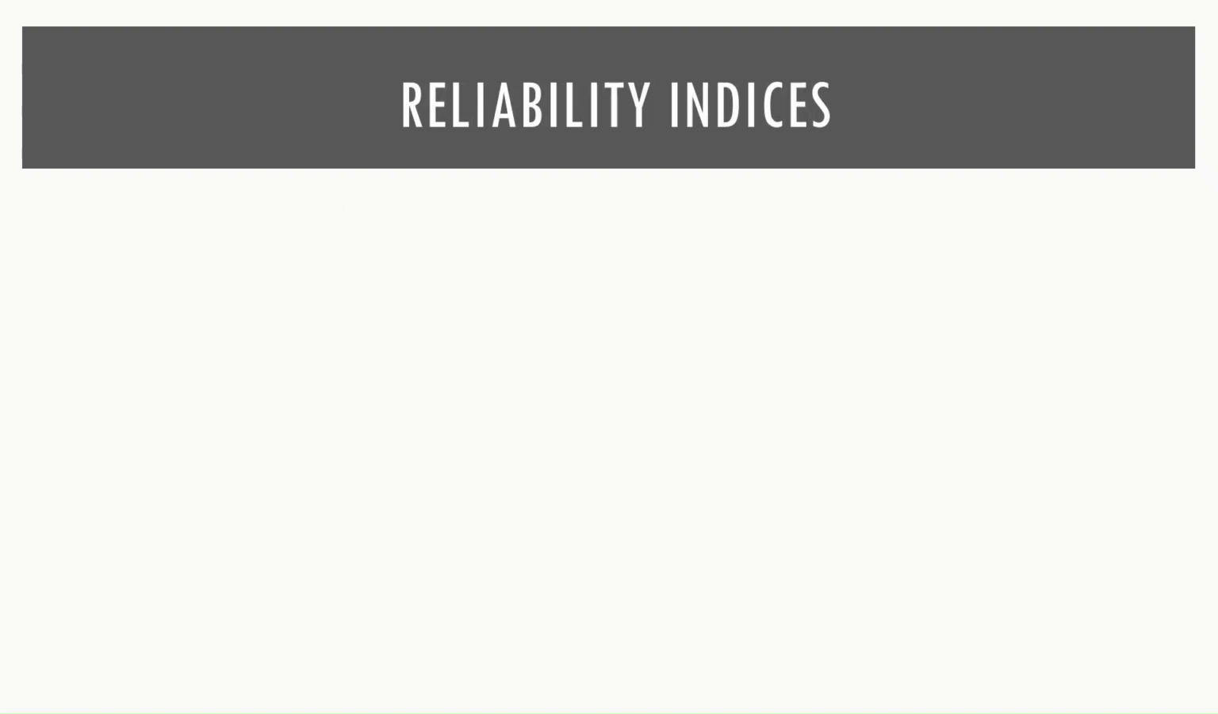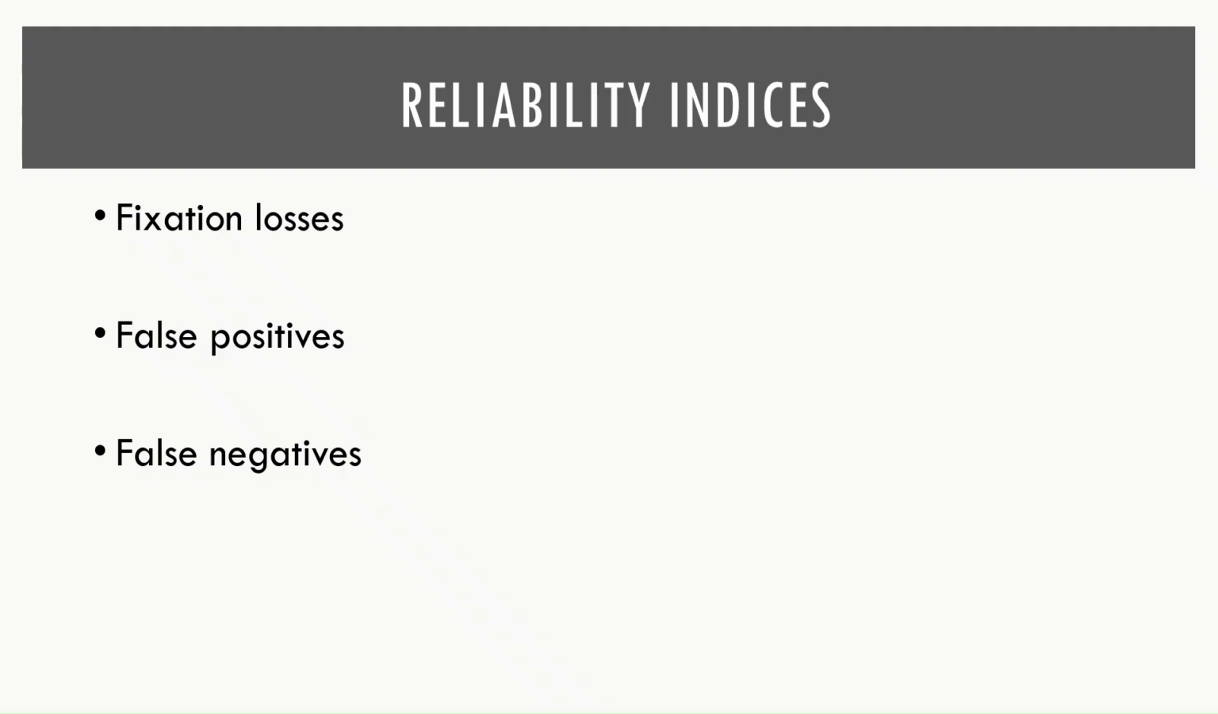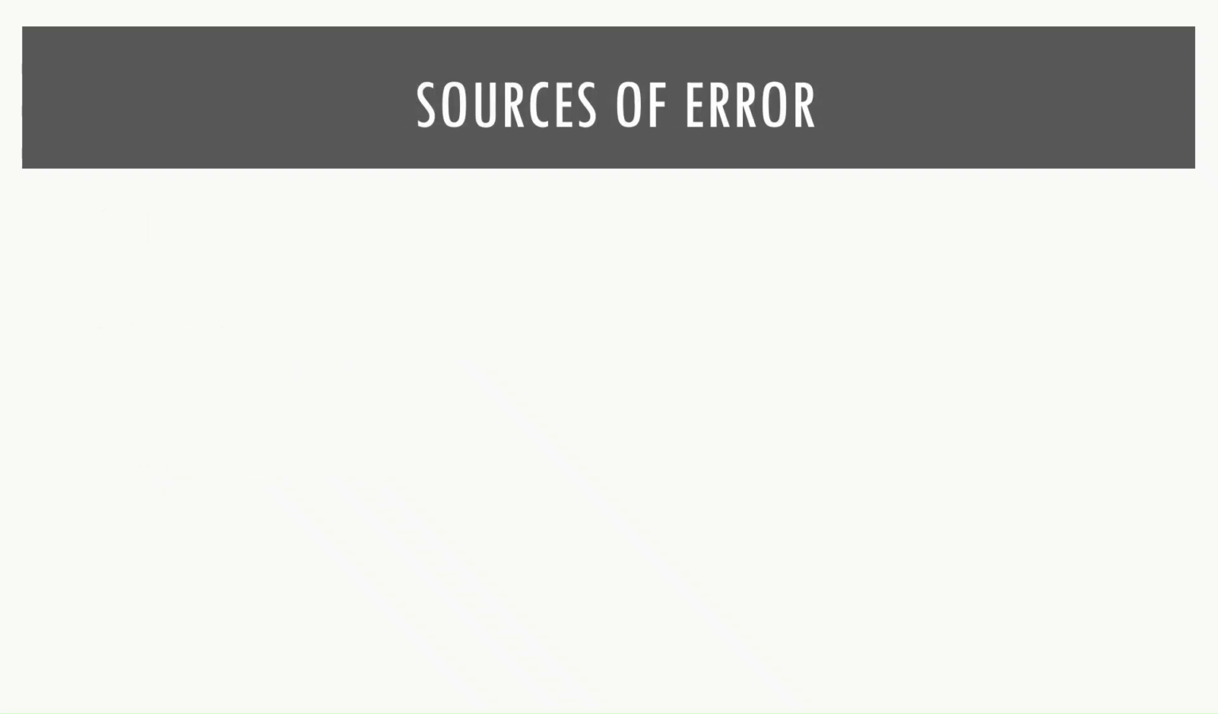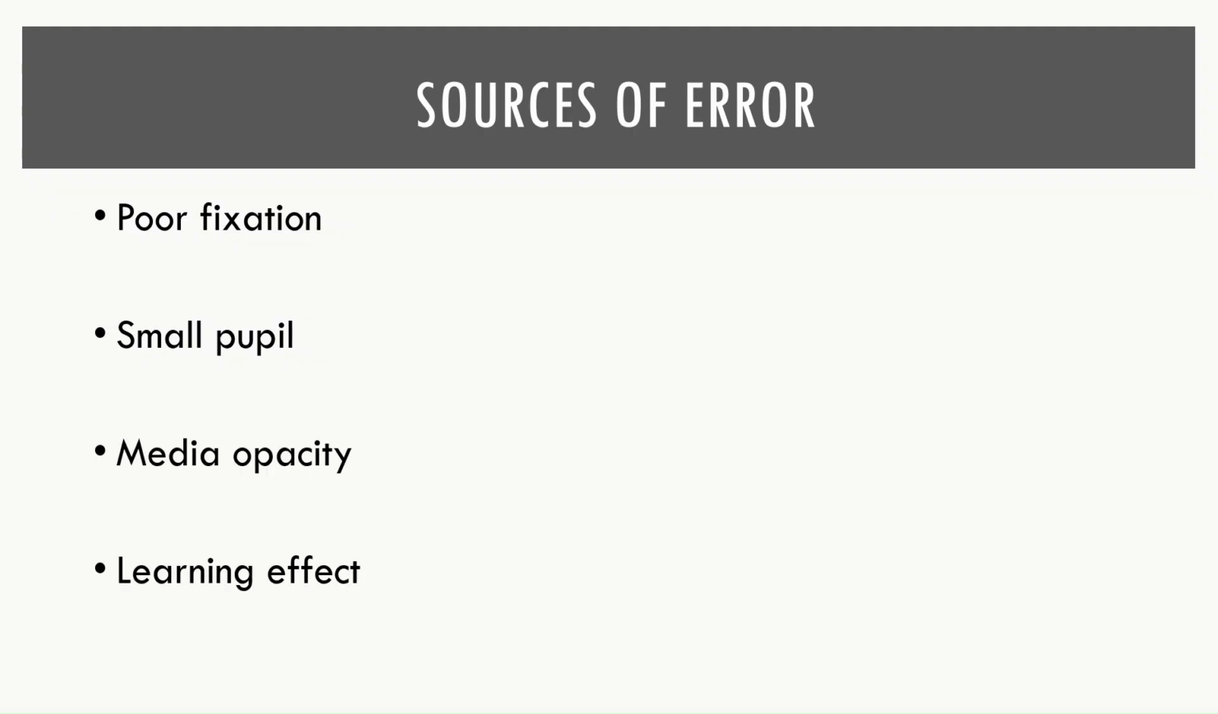In reliability indices, we check for fixation losses, false positives, and false negatives. Never interpret a field before checking reliability. The sources of error are poor fixation by the patient, small pupil, media opacity, learning effect, and fatigue. Most field defects are artifacts. Always correlate with clinical findings.